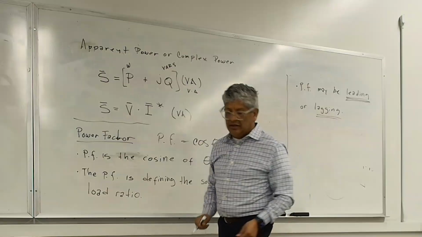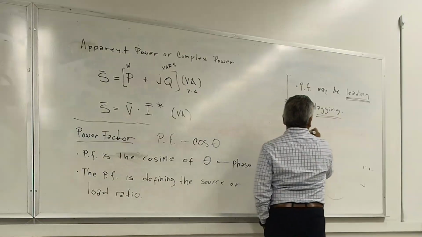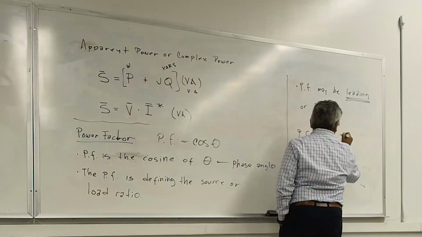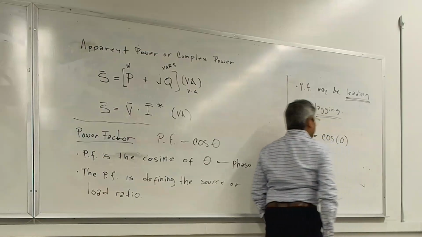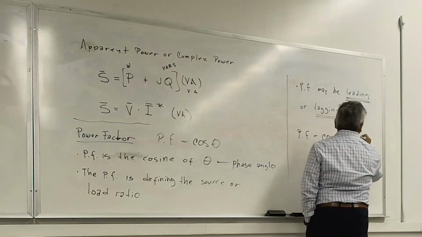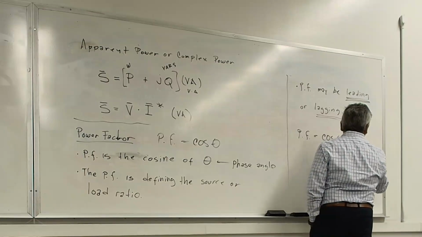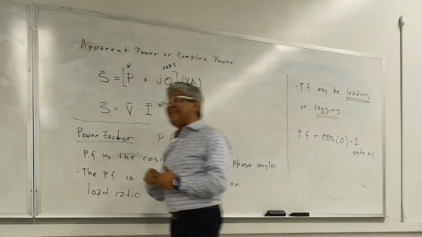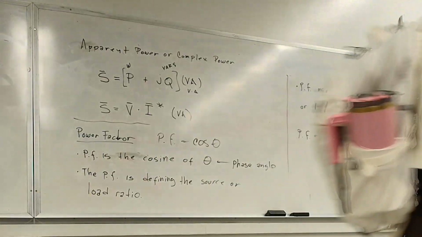Power factor, the perfect one is cosine. What's the cosine of 0, everybody? 1. 1 is what we call unity power factor. Oh, that is the perfect power factor.